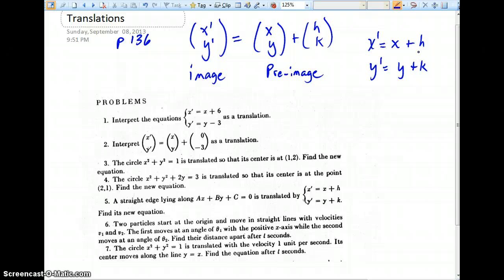So very, very quickly, let's just take a look at a couple of problems. This is on page 138 in our packet. It says interpret these equations. Now notice that they're writing the equations instead of in matrix form. We have x prime equals x plus 6, y prime equals y minus 3 as a translation. So the xy is where we start. The x prime, y prime would be where we end.